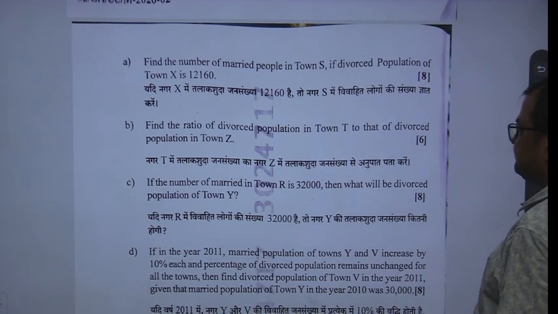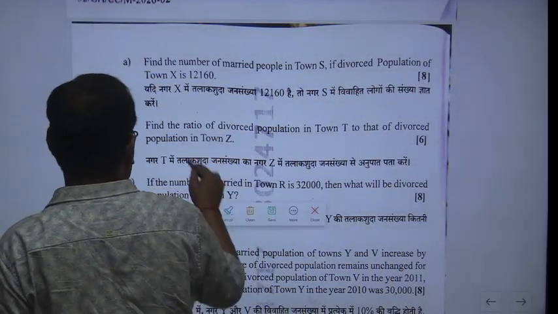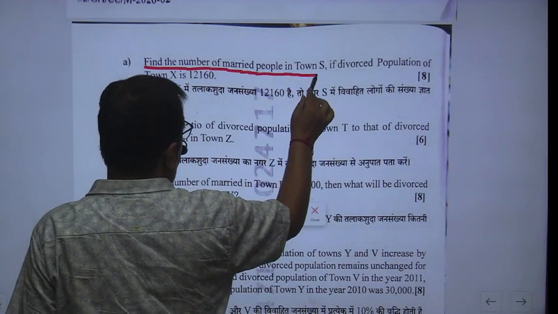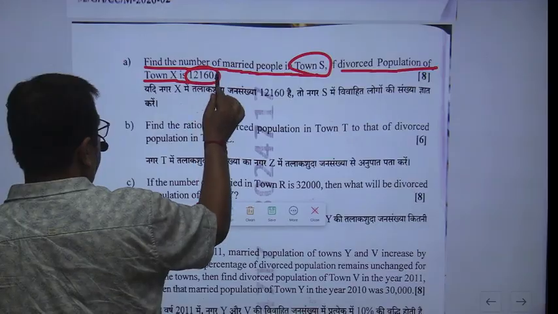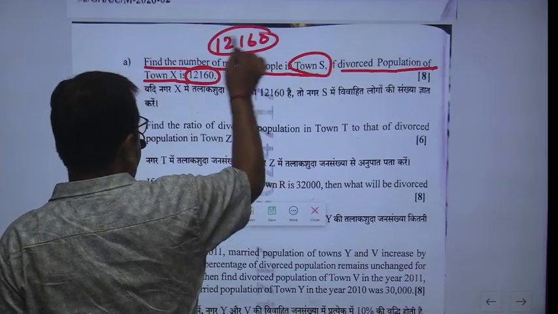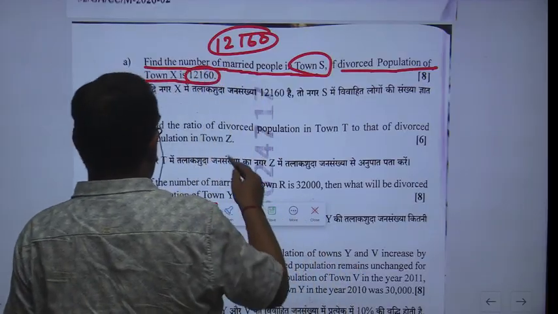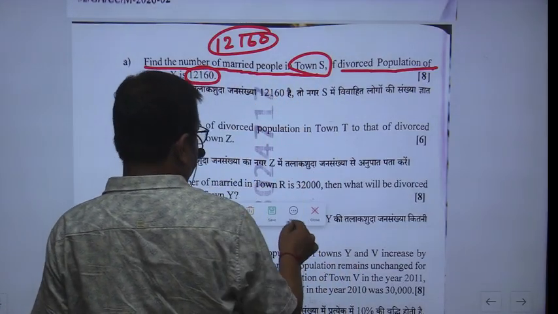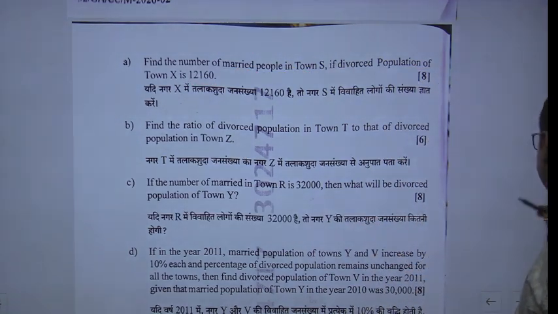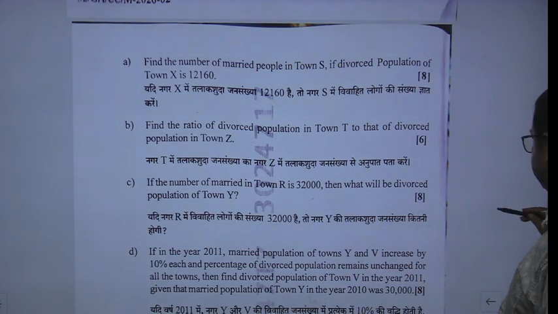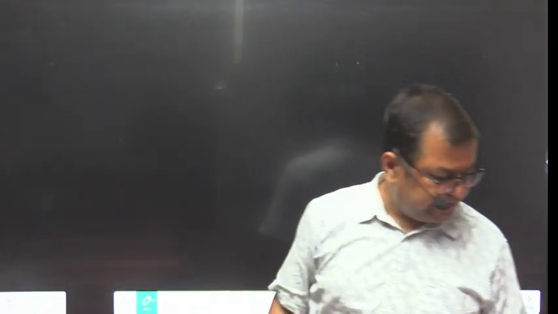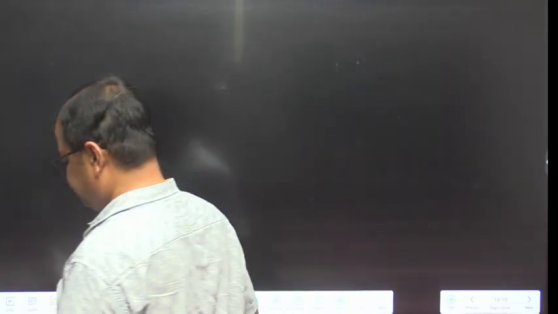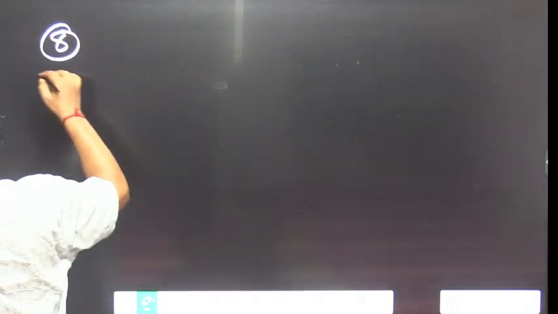First question: find the number of married people in town S if the divorced population of town X is 1,2160. Find the number of married people in town S. We have to find it for town S, given the information about X. So keep in mind the total population. Question number 8, and part.